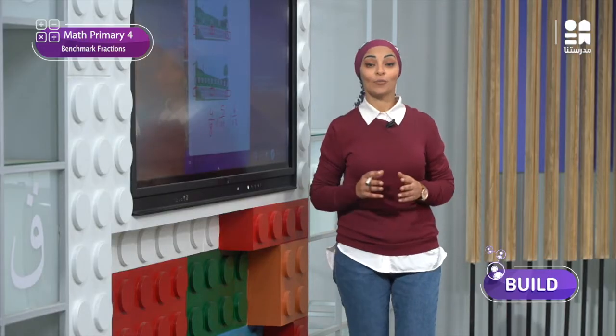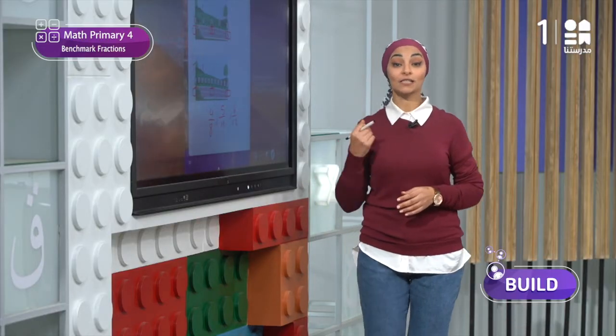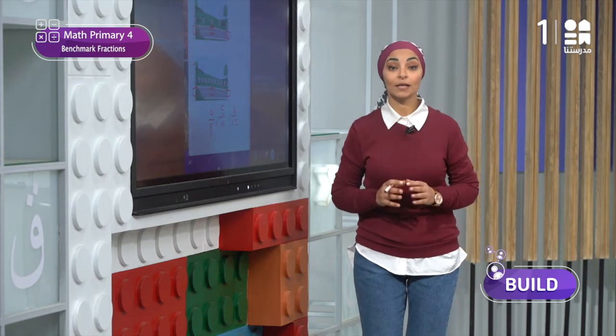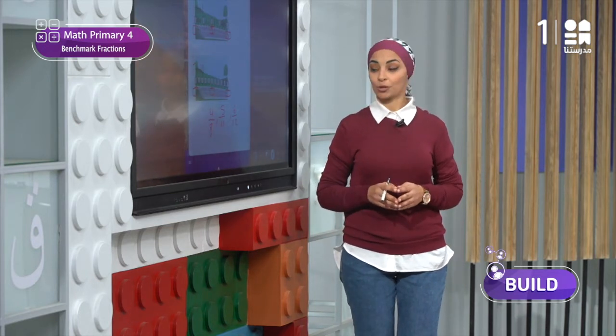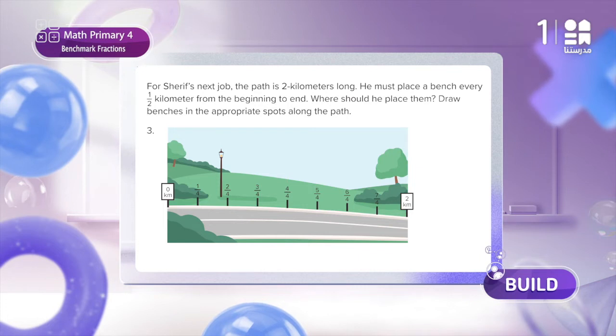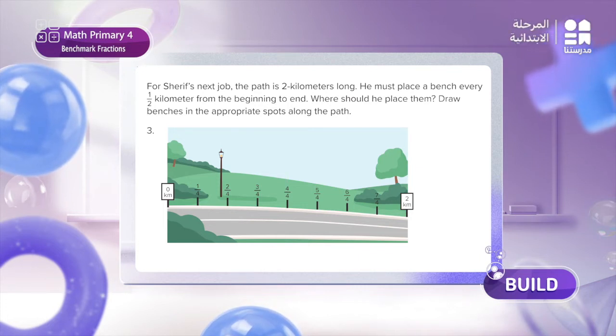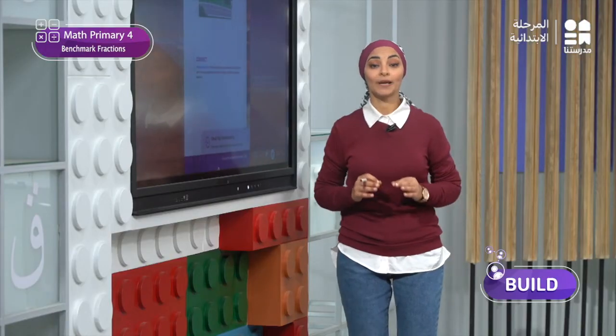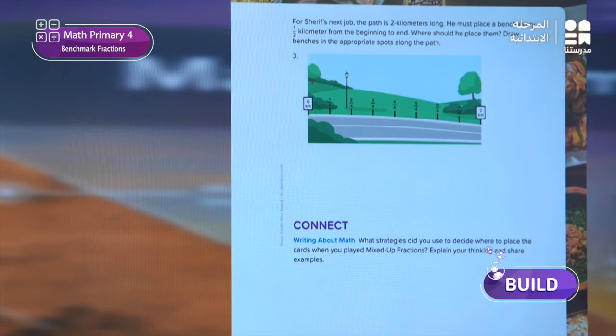And now let's help Sharif in his last mission in our lesson, in problem number 3, page 39. Let's see problem number 3. Here, the path is 2 kilometers long. We are required to place the benches every half kilometer. Every half kilometer I put a bench, from the beginning till I reach the end.